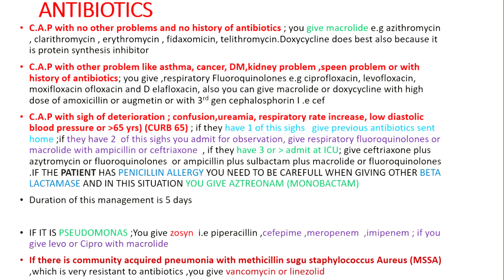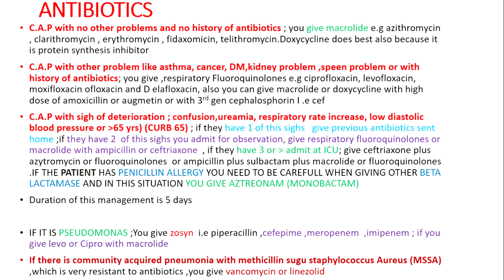Doxycycline belongs to a class of antibiotics which are tetracyclines, and it is a protein synthesis inhibitor. When it inhibits synthesis of proteins, it will reduce the growth of bacteria. So those are the different types of drugs you will give at an outpatient clinic when a patient presents with signs of pneumonia with no other problem, or with no history of antibiotics. What about a patient with community acquired pneumonia with a problem like asthma?